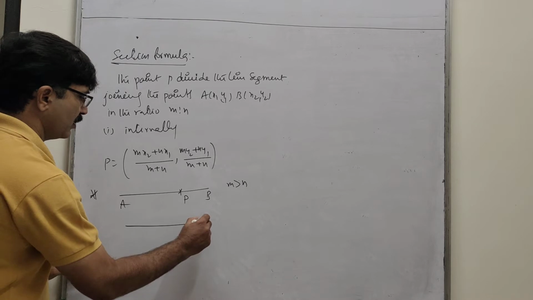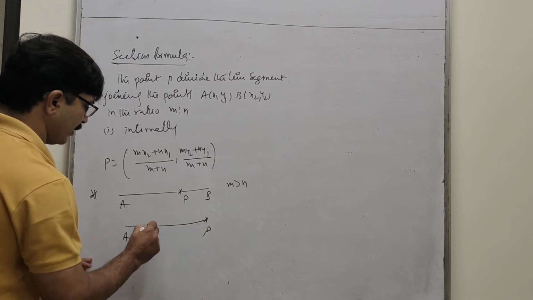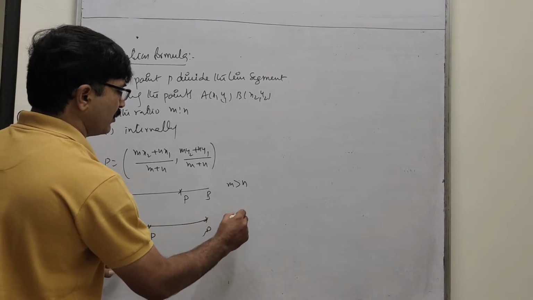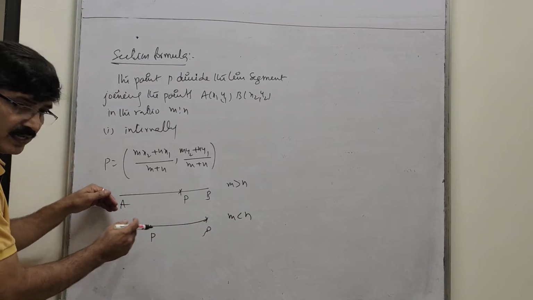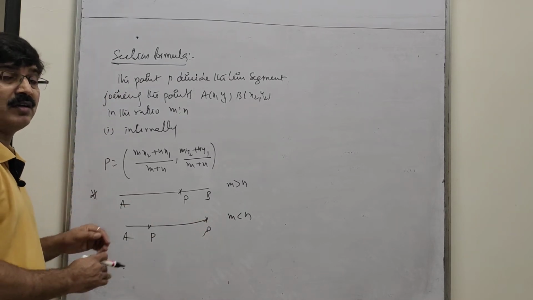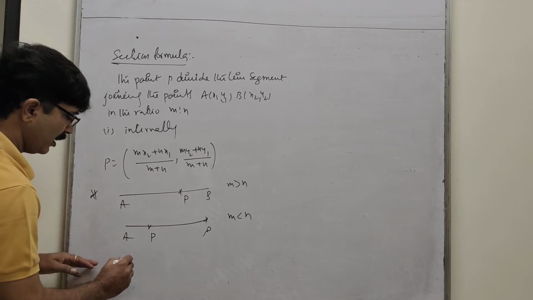Second point is, suppose you take AB, and you take P over here. M is less than N, you can say. P is nearer to A, you can say. Internal division I am talking about. Right. Another one is there.